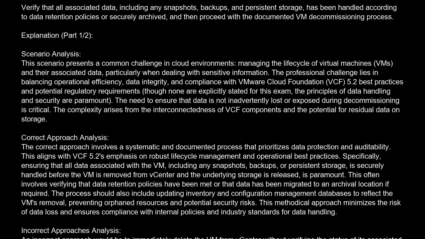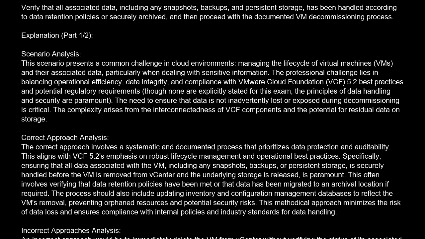The correct answer is C. Verify that all associated data, including any snapshots, backups, and persistent storage, has been handled according to data retention policies or securely archived, and then proceed with the documented VM decommissioning process.